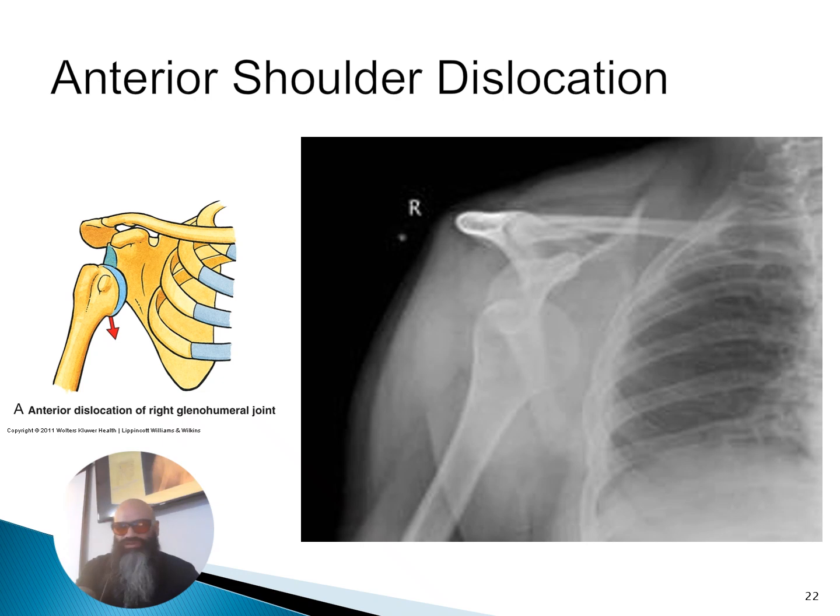Okay, and this is what they look like on radiographs. So here's your humeral head. Sorry. There it is, and then it should be lining up with this thing. This is your glenoid fossa right here. You see that? Okay.